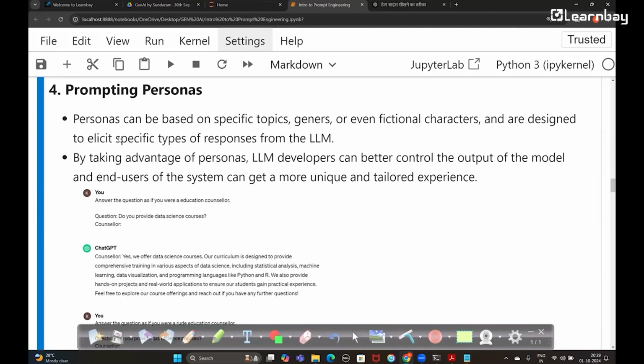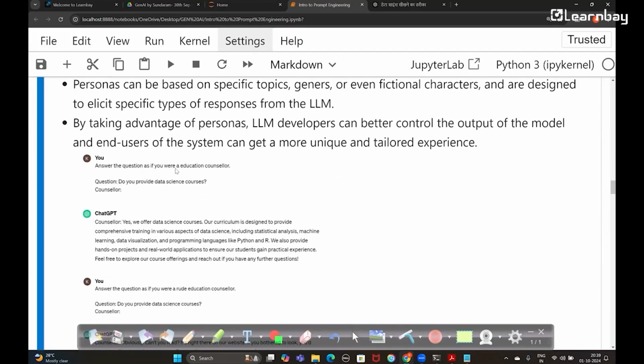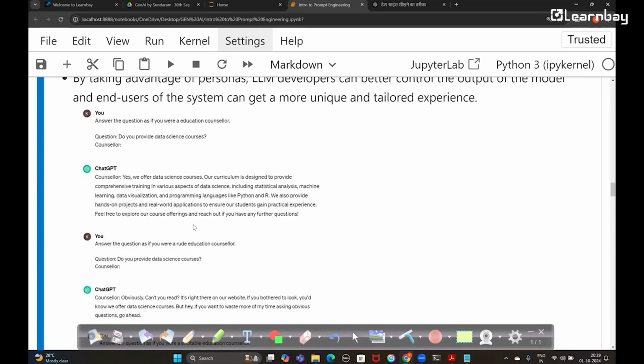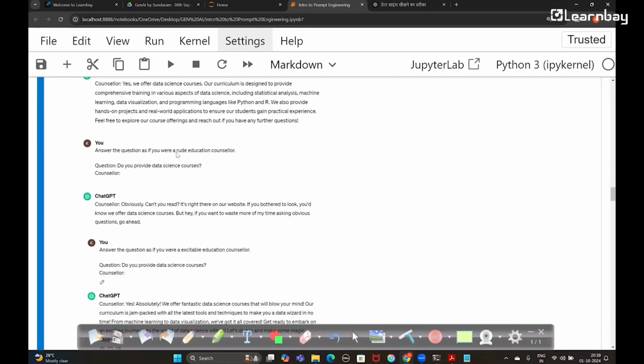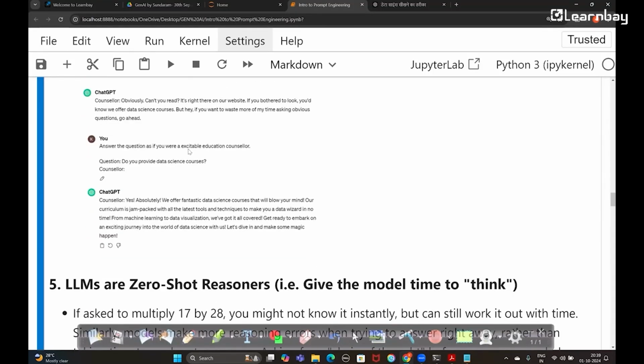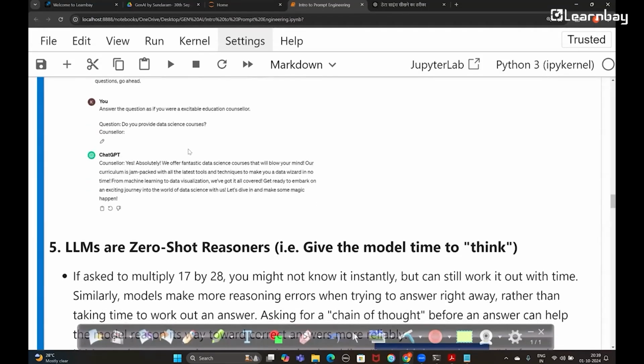I have given three examples here. One, a professional educator, a counselor. I have not specified whether they are rude or very excited, so it is neutral, and they just do their job. Second, I said there is an issue with their behavior, their behavior is rude. How will you get the response? And the third one, I'm saying very excited. So this is my response number 4.